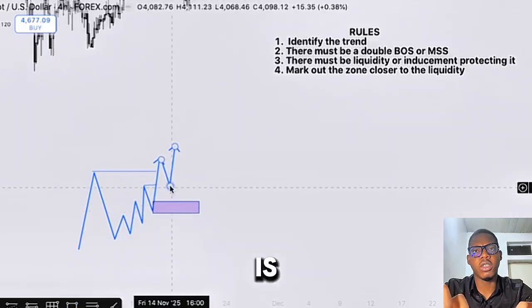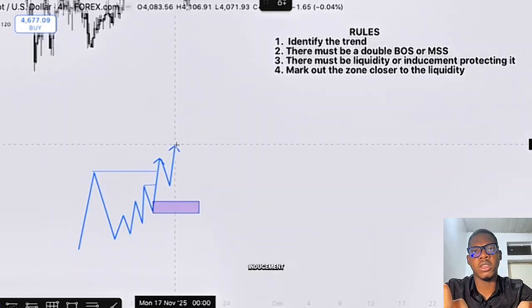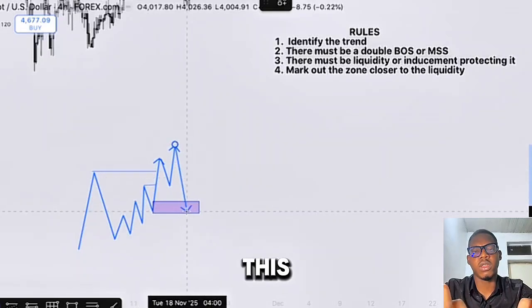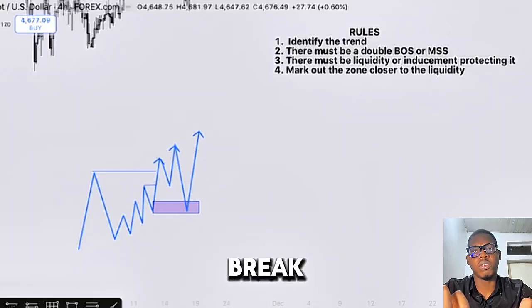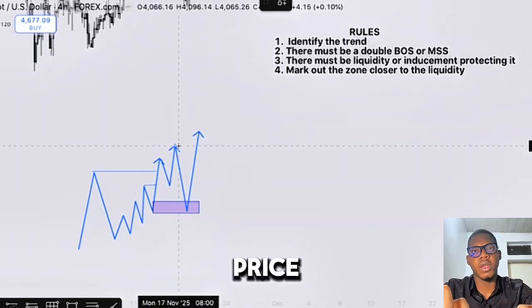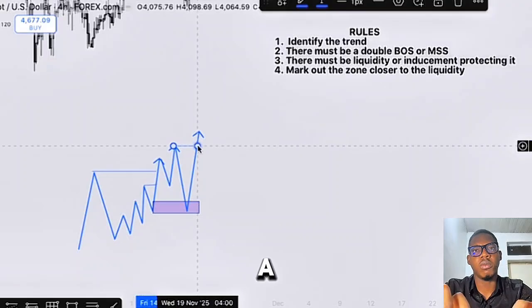So this other block here is closer to liquidity. So expecting that price should take this area as its inducement and react to this other block to form another break of structure. Can you see that? Price came here and formed a what? A break of structure.